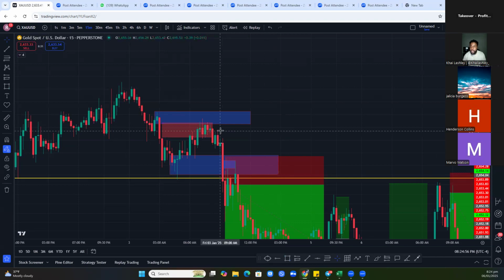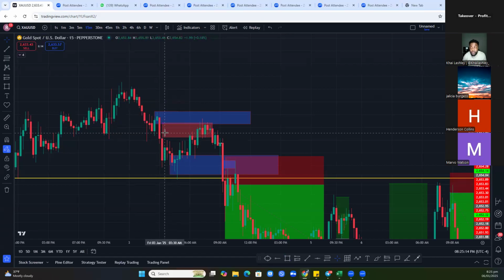Number three, did we get a liquidity grab? Yeah, perfect. You see price trade above these last set of candles right here. Pushed up, and then pushed down. We get a liquidity grab.